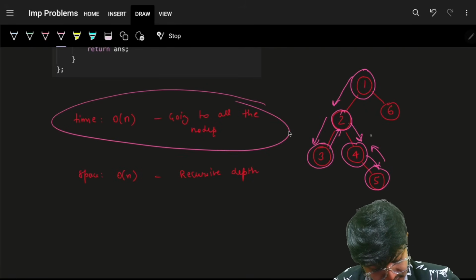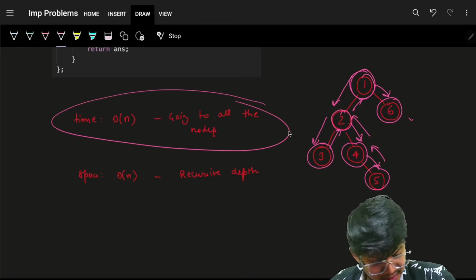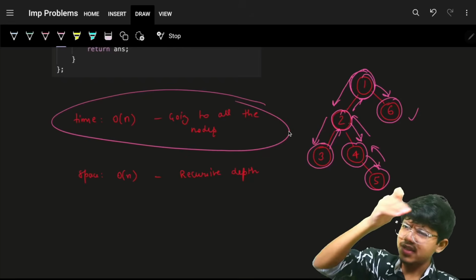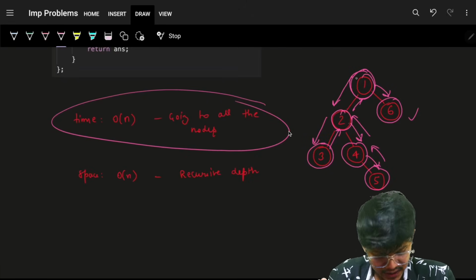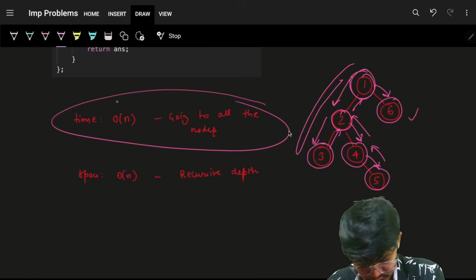Come back to 1, go to 6, and then simply an end. So you saw I'm just iterating on all the nodes just twice, going down and then going up. So it's O of n plus O of n, that's it. So time is O of n.